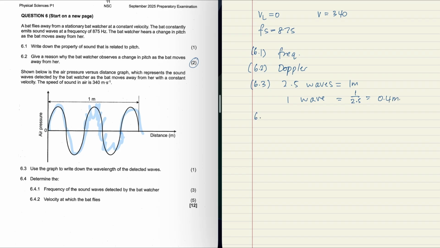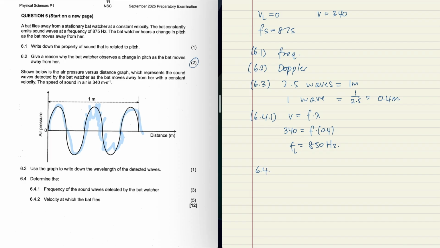Now, question 6.4.1, determine the frequency of the sound waves detected by the bat watcher. So I can use the formula V is equal to F times lambda. 340 is equal to F times 0.4. F is thus equal to 850 Hertz. Now this is FL, the frequency that was detected by the watcher.